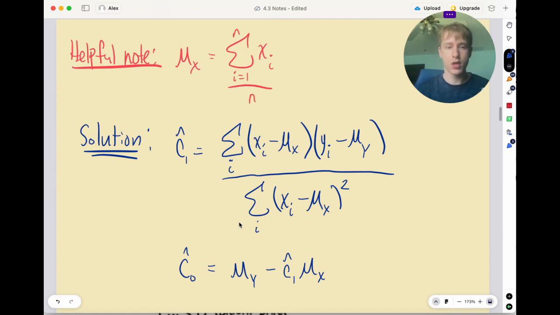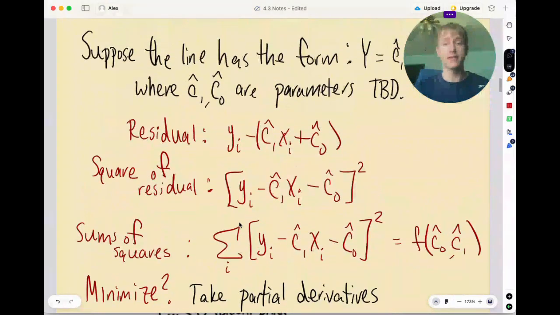Okay, so that solves the problem. Yay, we found C1 hat, C0 hat. It looks extremely ugly and like it's practically unusable. So instead, what I'm going to do is make a couple of substitutions to clean this up a little bit. But again, let me just reiterate what this represents.